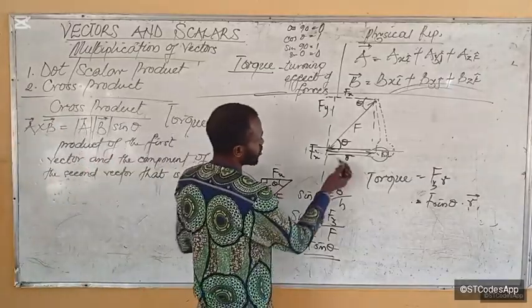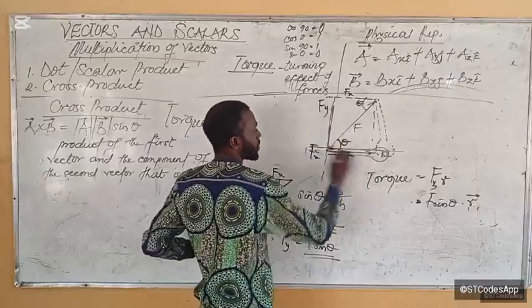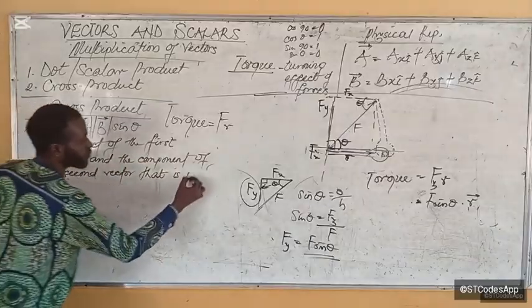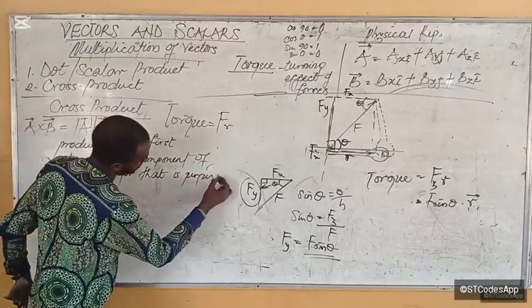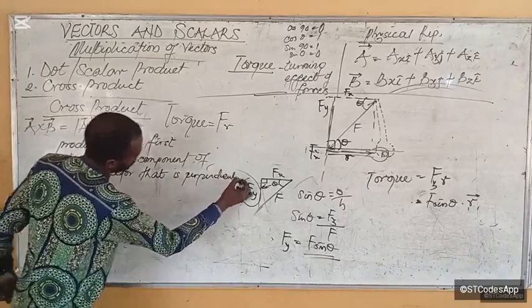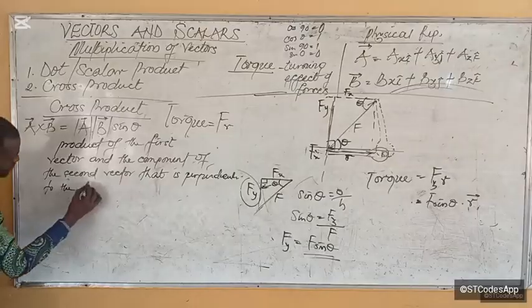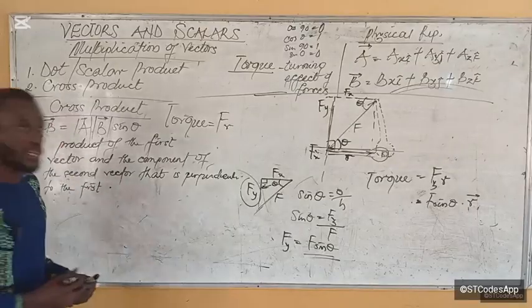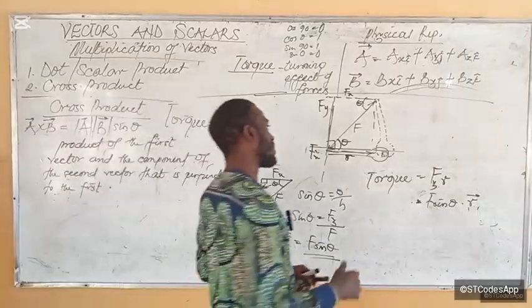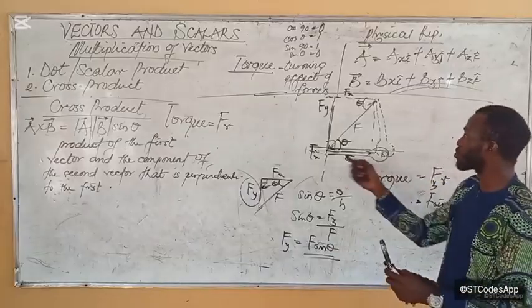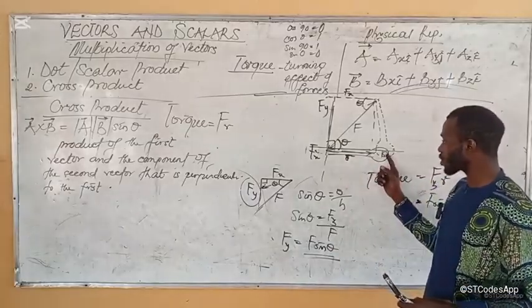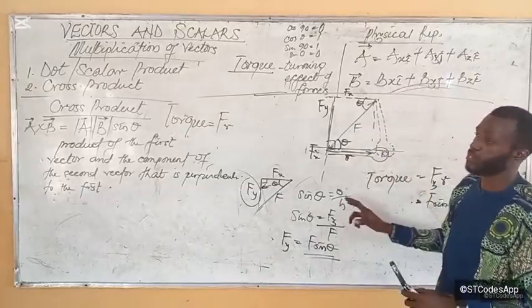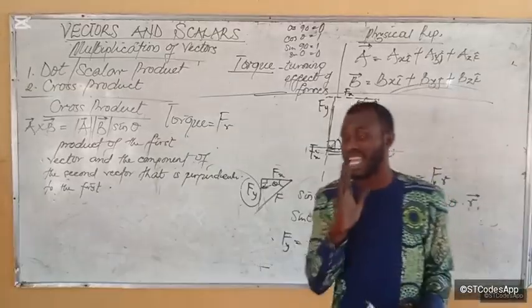Now, what's the relationship between this guy, Fy, and R? They are perpendicular, right? So it's the component of the force that is perpendicular to the first. Because it's the perpendicular one that will cause motion, not the one in the direction of it. The one in the direction of this does not cause this body to rotate. It is the one perpendicular to it that is actually causing this body to rotate. Now let's talk about direction.